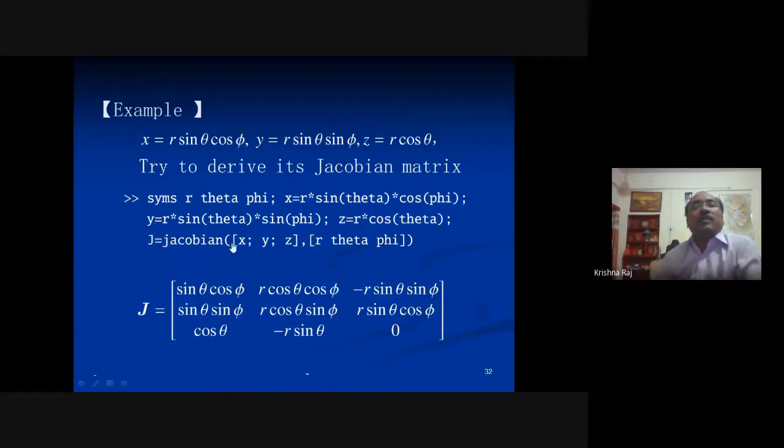First it will be differentiated with respect to r, so we will get here sine theta cos phi, sine theta sine phi, and this one cos theta. Similarly, if we differentiate the second one with respect to theta, or phi, we will get this column here.